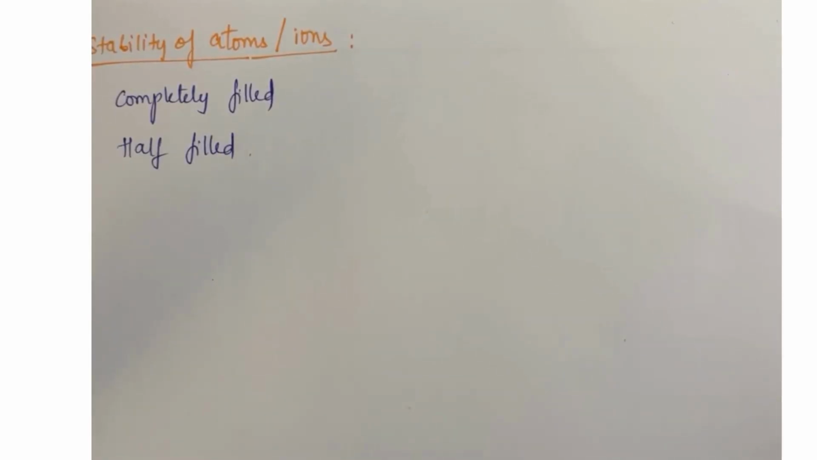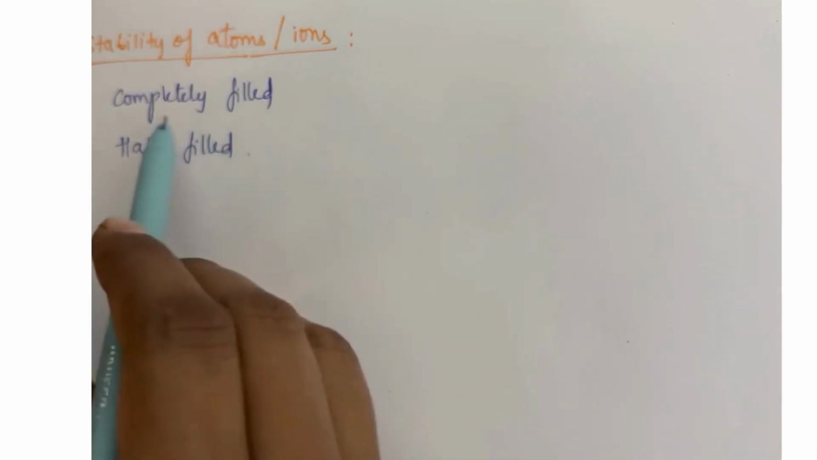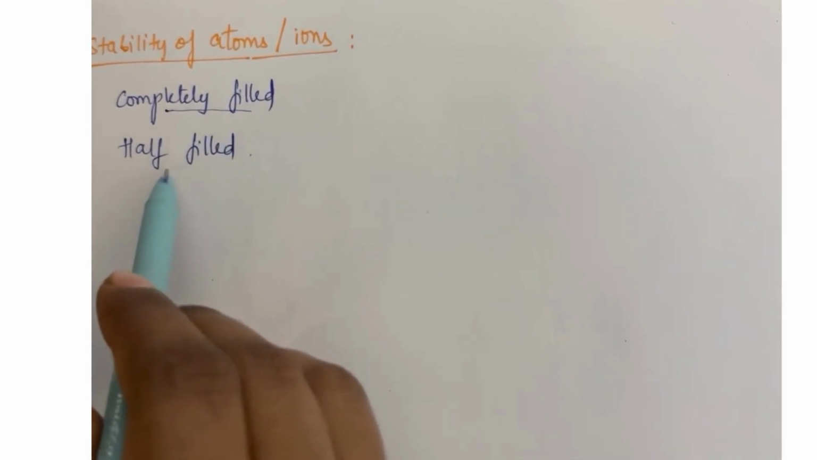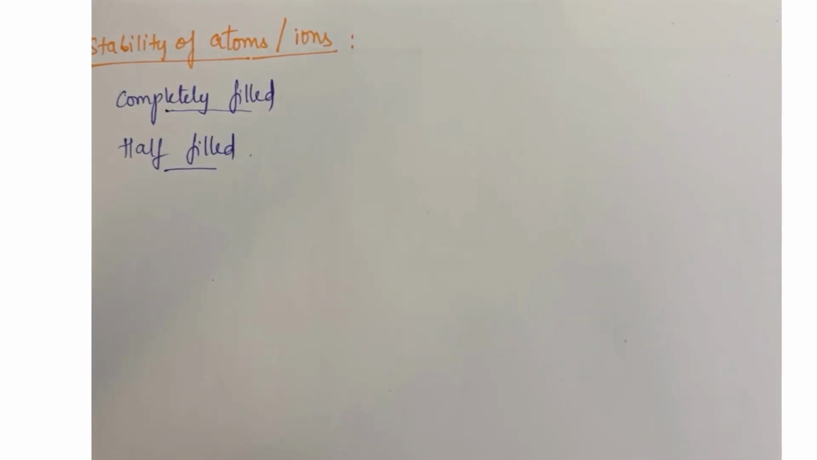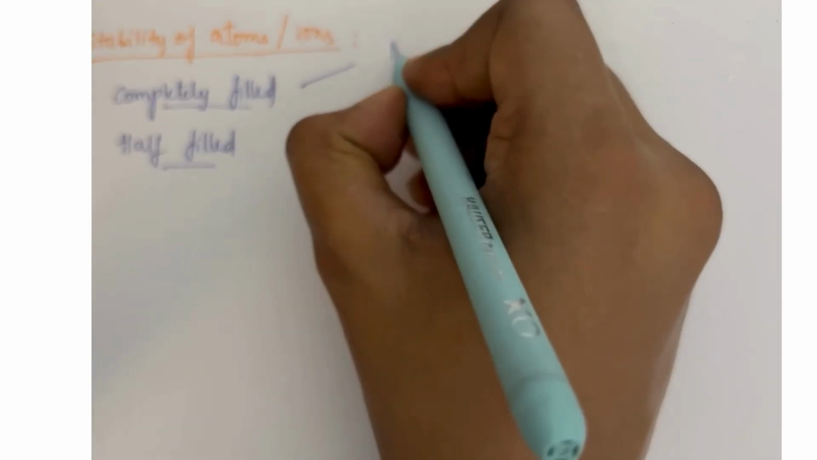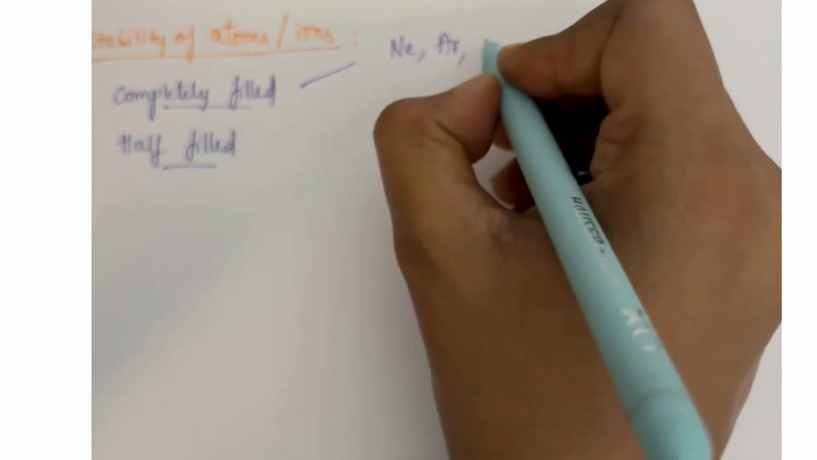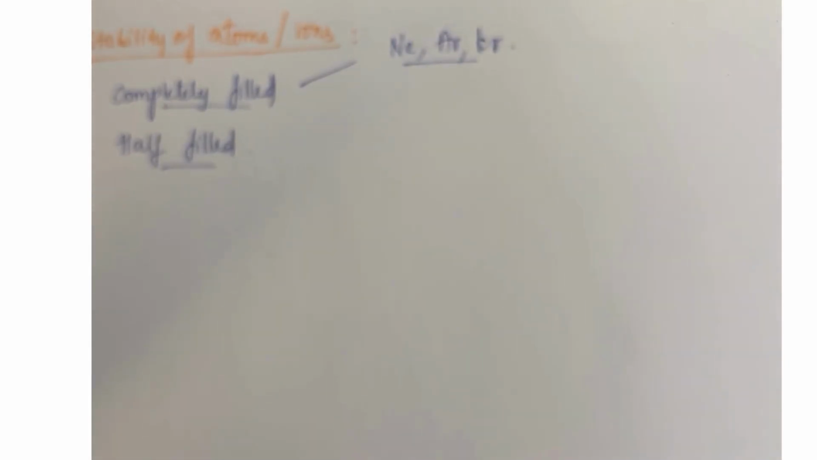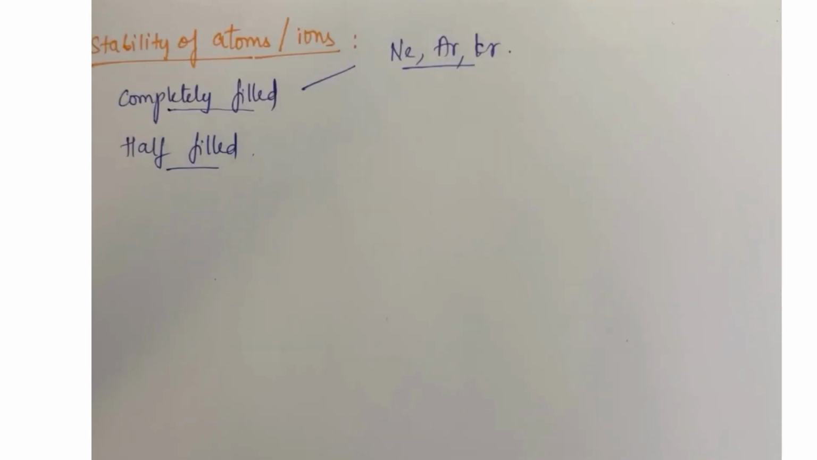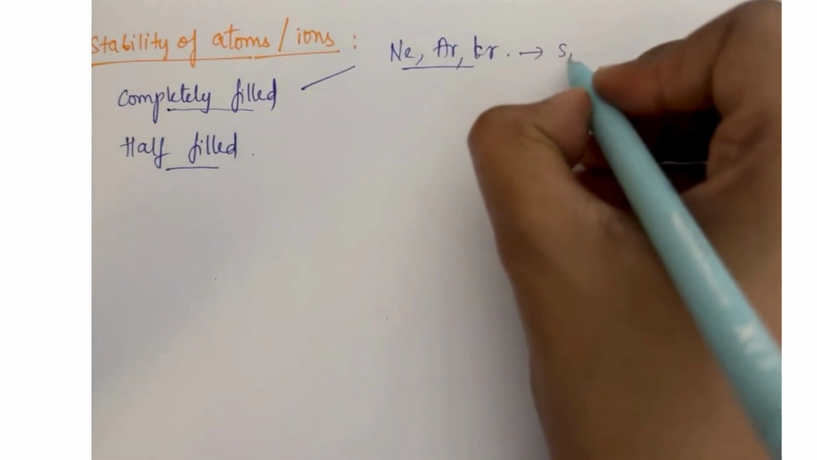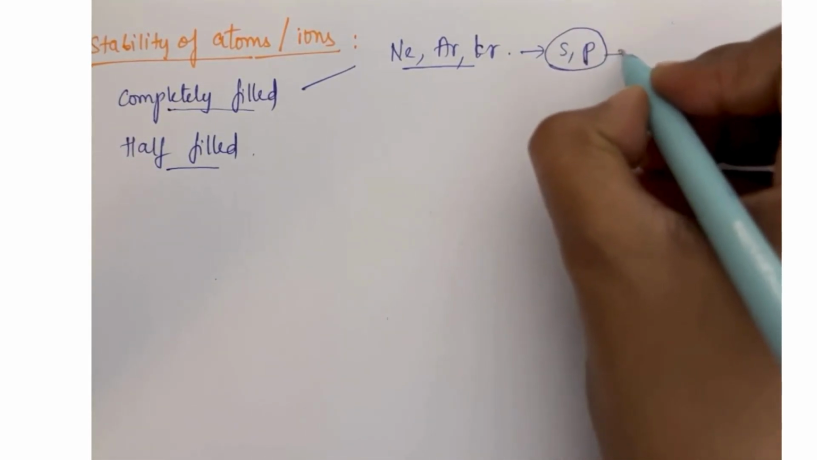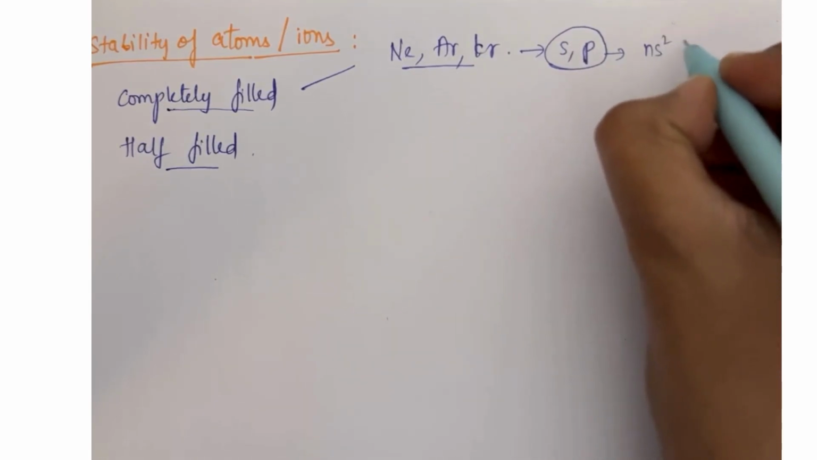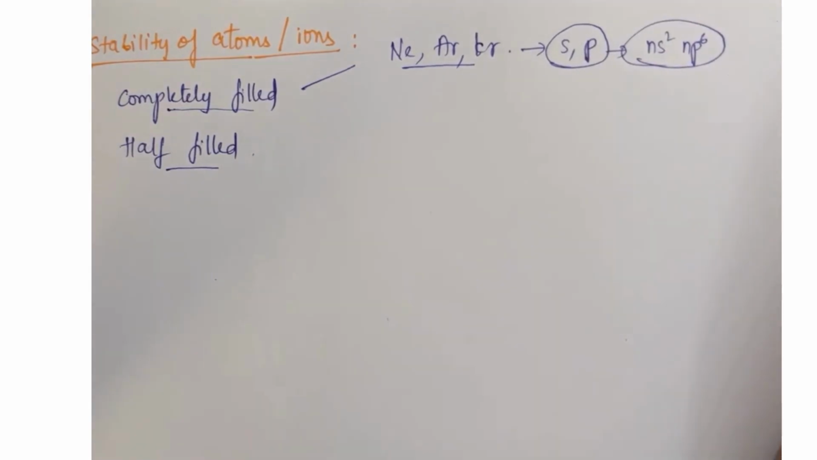Let us understand the stability of atoms or ions based on the electronic configuration. There are two types of stable electronic configurations possible: either the orbitals are completely filled or half filled. For example, neon, argon, krypton, etc. are all inert gases which have a completely filled outermost shell. That means they have 8 electrons in their outermost shell, so their s and p orbitals are completely filled. They have the ns2 np6 configuration.